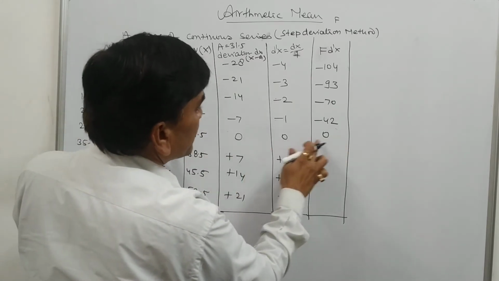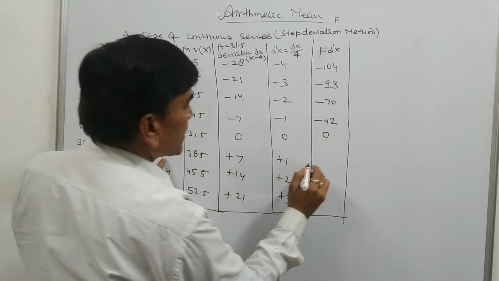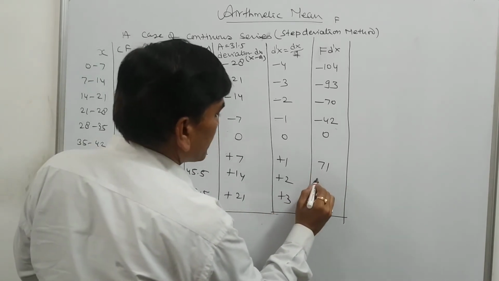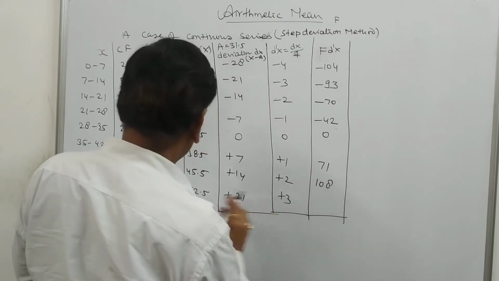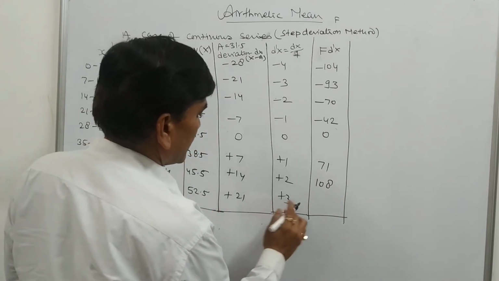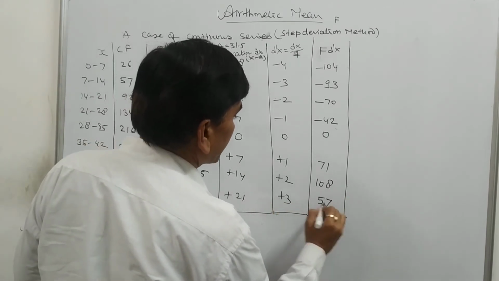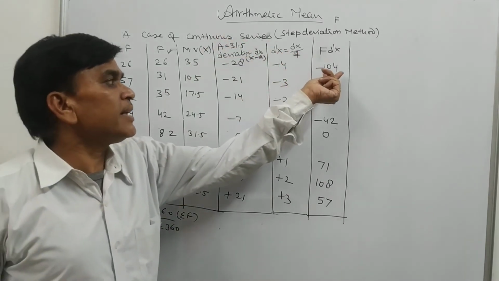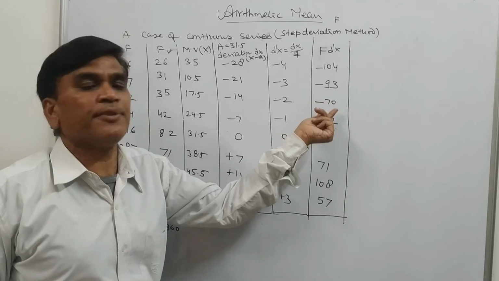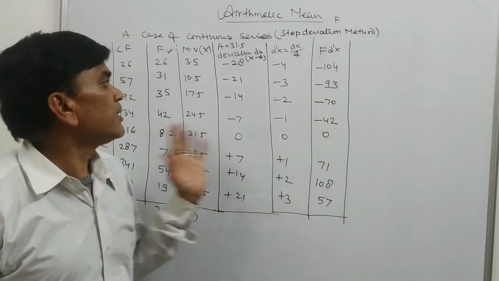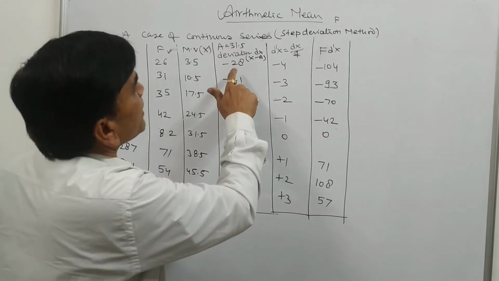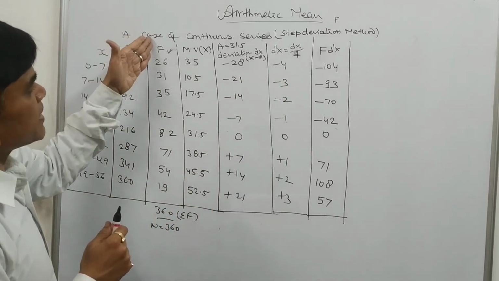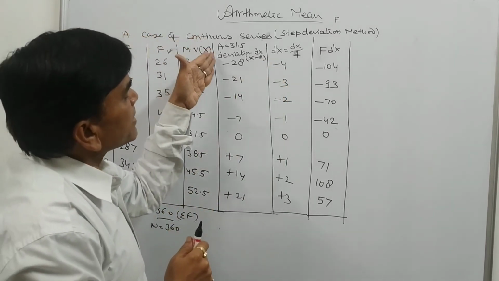82 multiplied by 0 is 0. 71 multiplied by 1 is 71. 54 multiplied by 2 is 108. 19 multiplied by 3 is 57. So it's very easy. We do not need any tough calculation if we are using the step deviation method. What do we have to do? The very first thing is that all other things are the same. X bar is the same, frequency is the same, mid value is the same, deviation is the same.